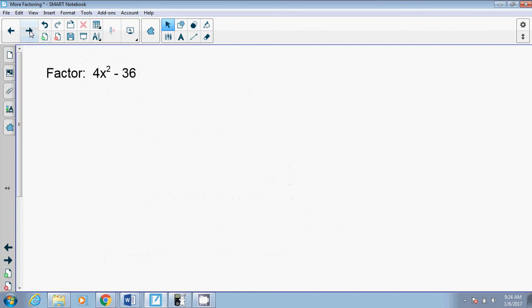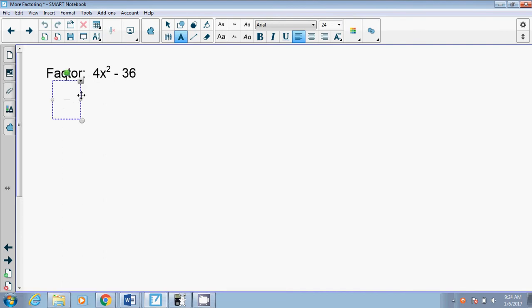So in this example, we want to factor 4x squared minus 36. So first step, always make sure you pull out the greatest common factor. Just to review again, for the greatest common factor you can just look, or you can write the prime factorization. I'm going to write prime factorization here so that we make sure we get the greatest common factor and not just a common factor.